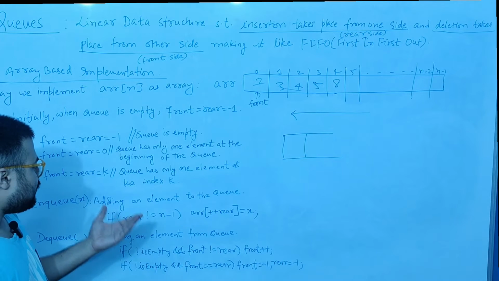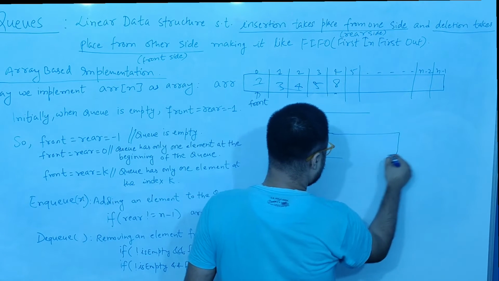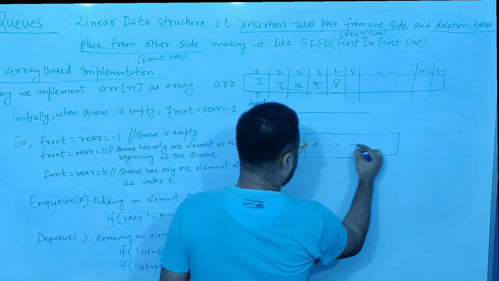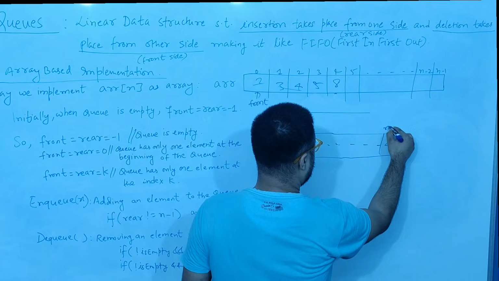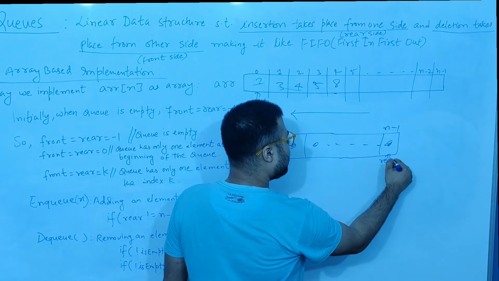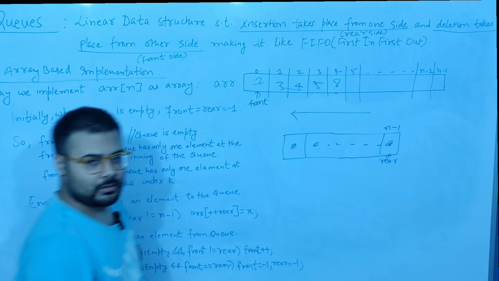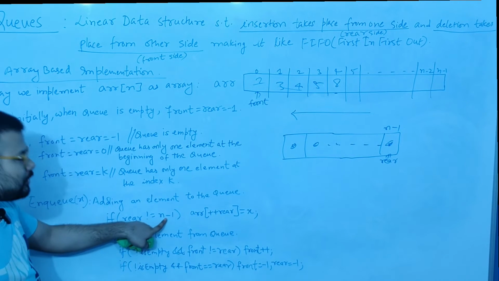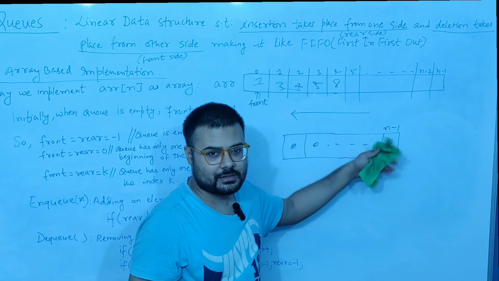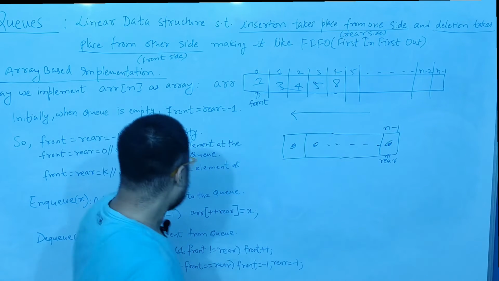Okay. So if your queue was full, let's say this is your queue and it is full, then rear has the index of the last element. It means if rear is not equal to n-1, you know that you have one place in the queue where you can add an element.